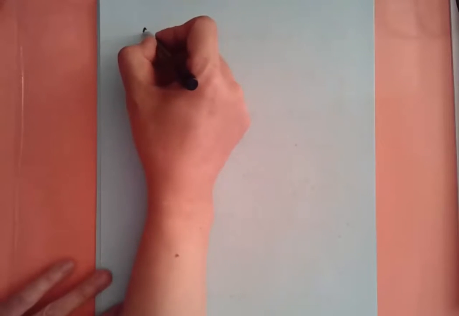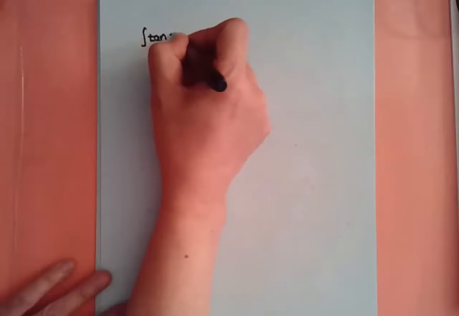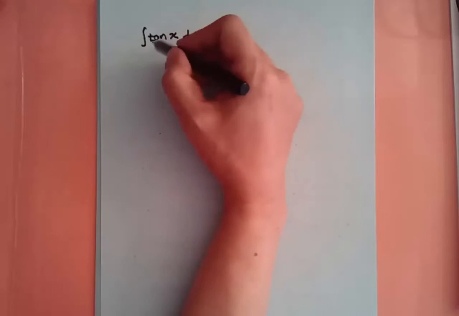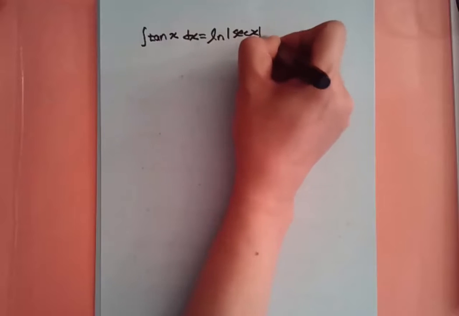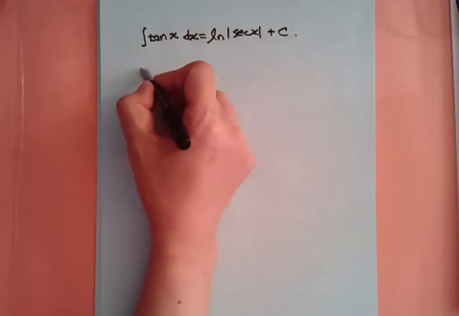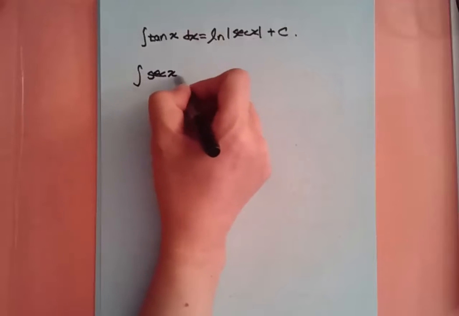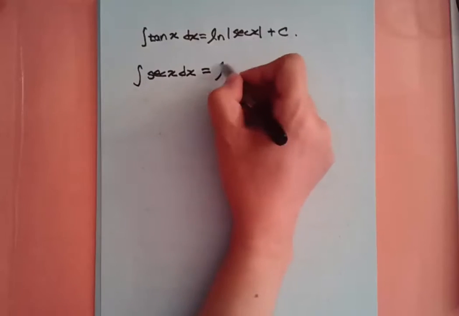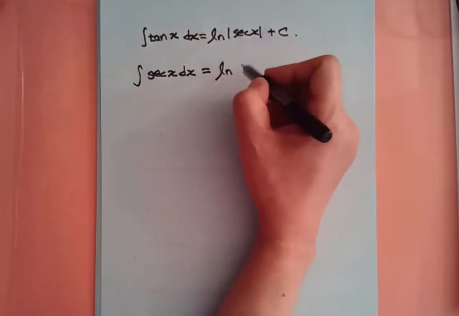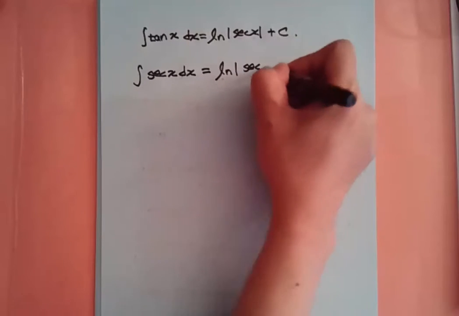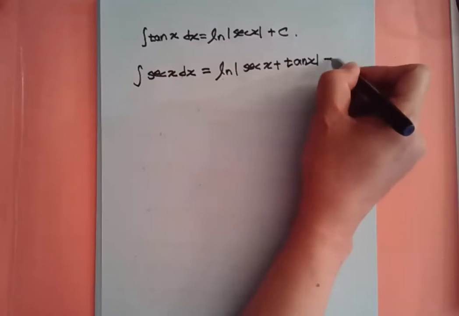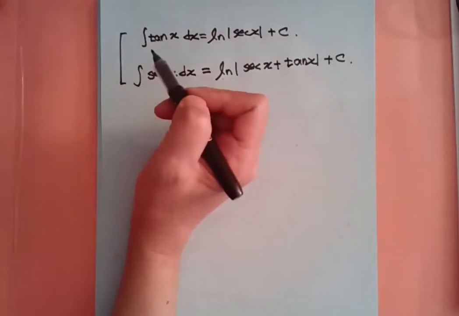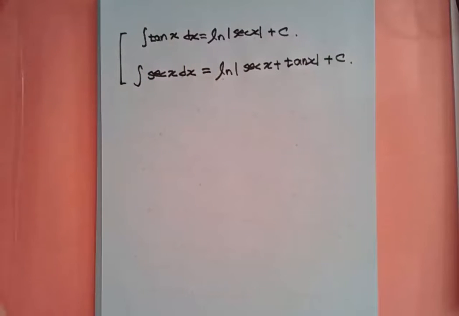There are some formulas which you have to remember, or you can derive indeed. The integral for tangent, which is sine over cosine, is natural log of absolute value of secant of x plus c. And another formula, which is a little bit harder, is secant of x dx. Its integration is natural log of absolute value of secant of x plus tangent of x plus c. We will use the formula when we solve the problem.